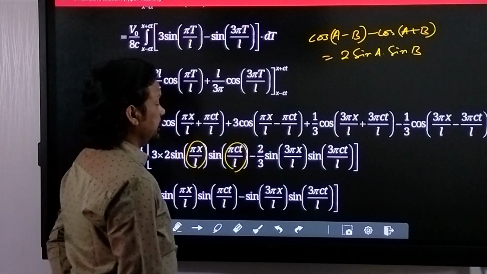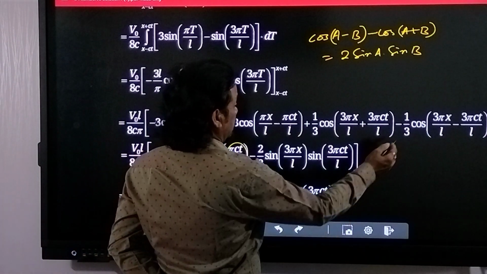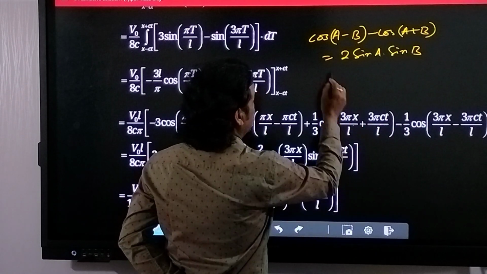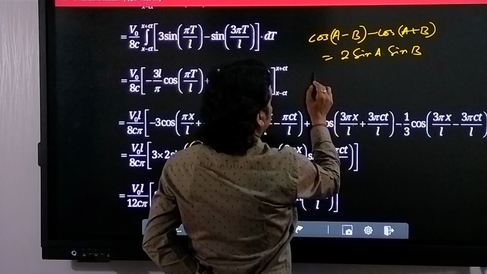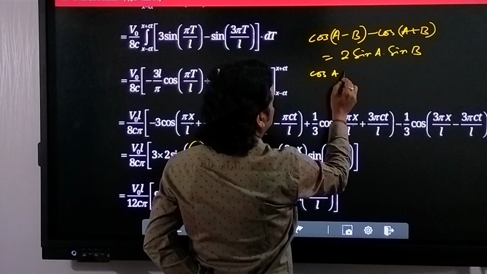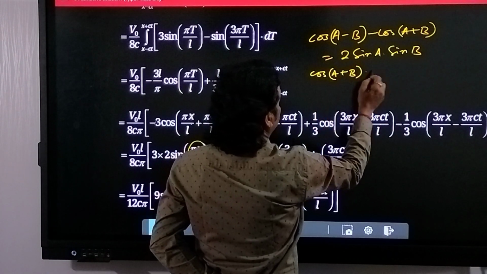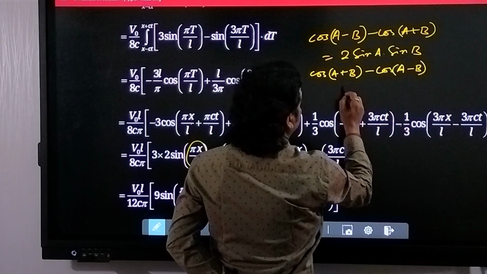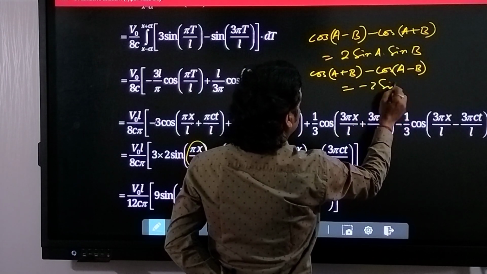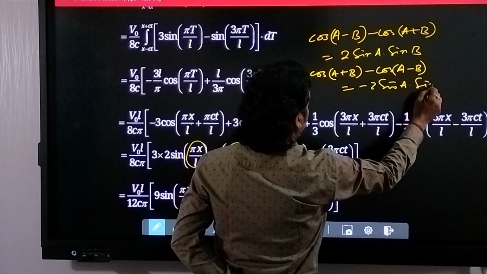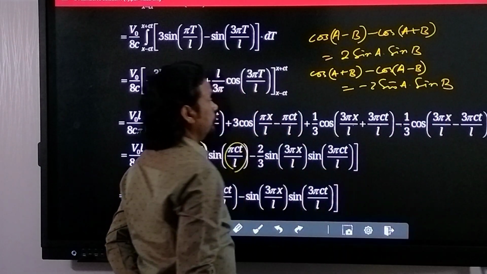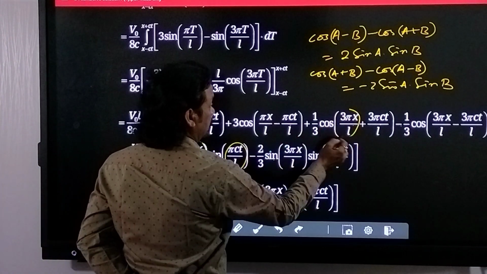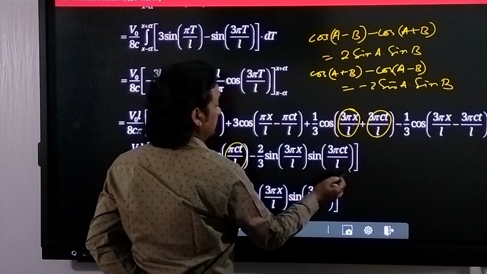Clear? So in the second part, see here, cos a plus b minus cos a minus b. Cos a plus b, it will multiply negative. Cos a plus b minus cos a minus b, it will become minus 2 sin a into sin b. Minus 2 sin a into sin b.